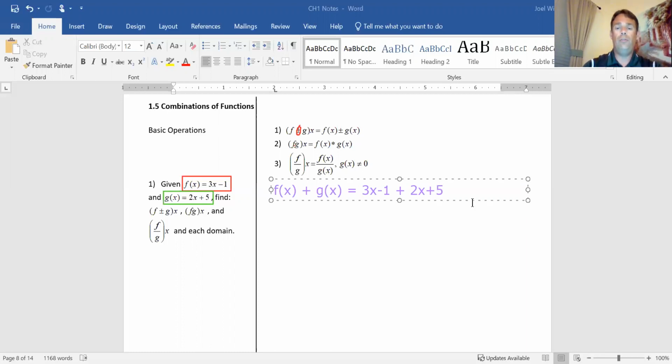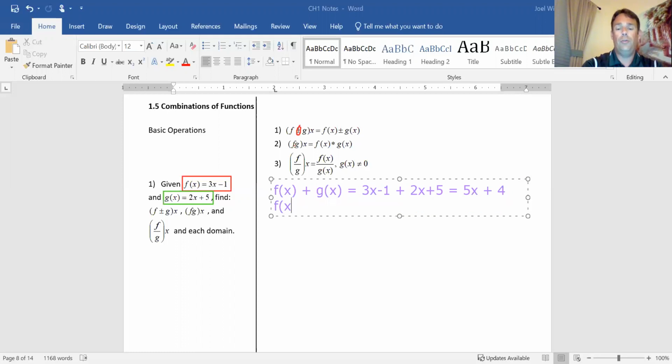All we're doing here is figuring out what happens when we combine like terms. So ultimately we end up with 5x plus 4. So there's our f plus g of x.